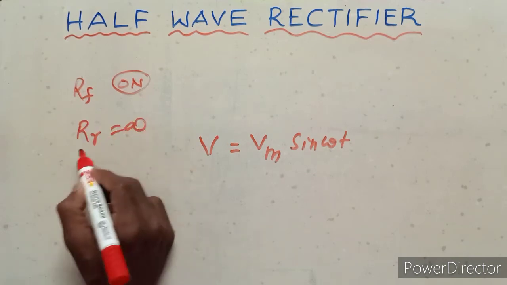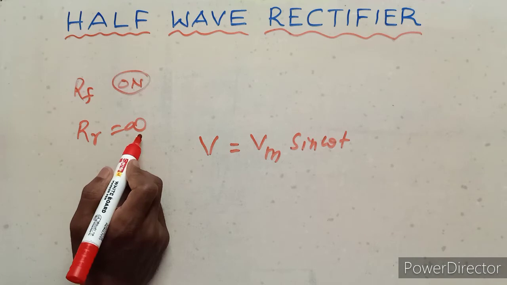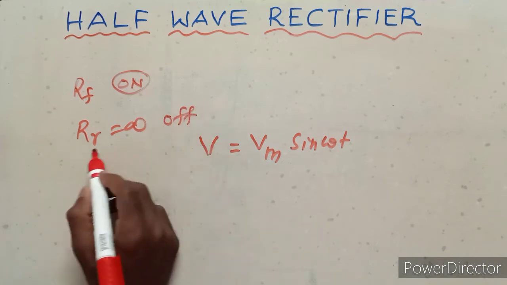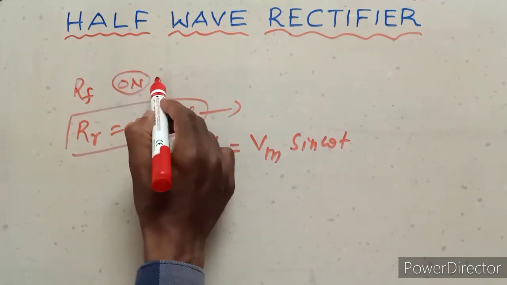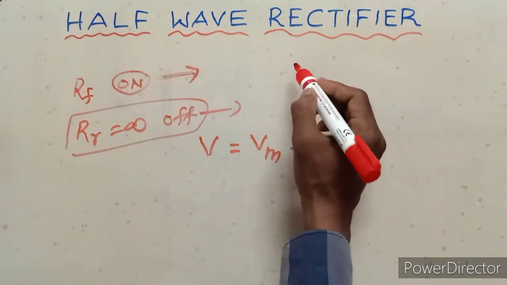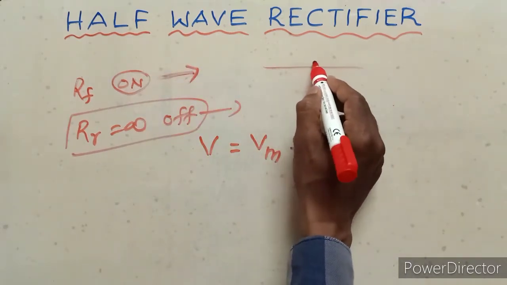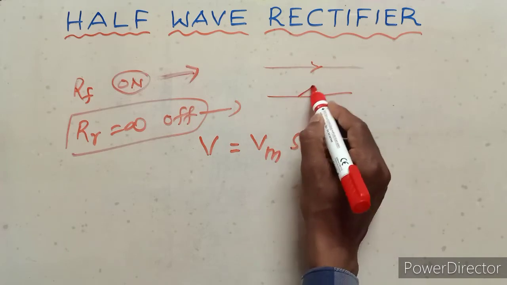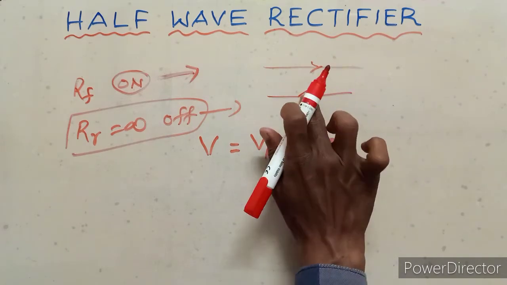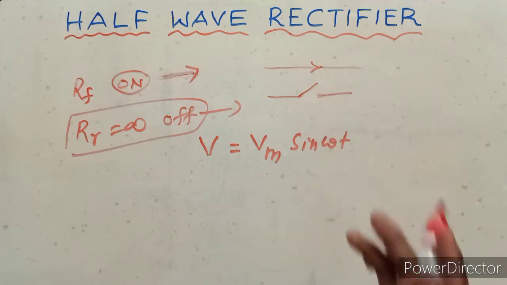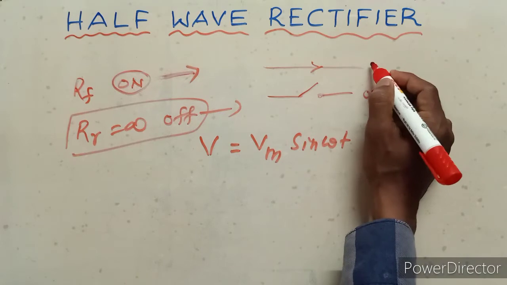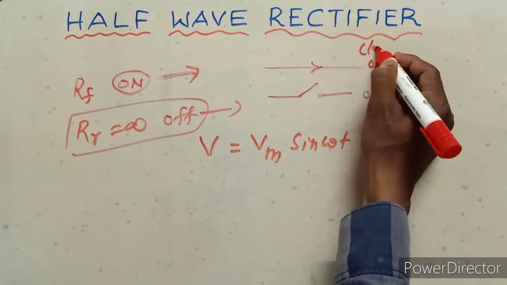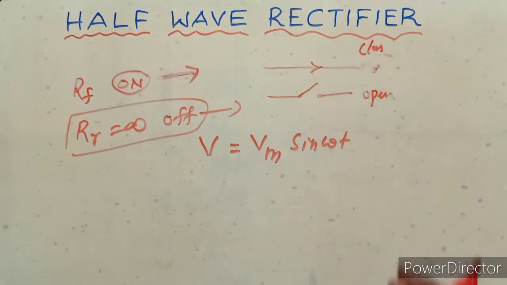In reverse bias, the reverse resistance is infinite. This is the off state. Off state means there is no current allowed. This is the on state. The off state is the open switch, and the on state is the closed switch.